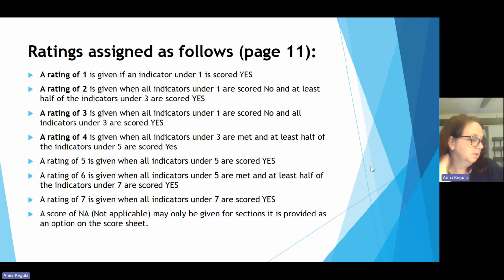So I'm still on diapering. If I go to a 3, some attempts are made to meet sanitary requirements. Children were cleaned well, diapering surface cleaned between uses, but not according to required procedure. Diapering and toilet schedules generally meet children's needs, etc. A rating of 2 is given when all of the indicators under 1 are no. So those are good, they did them all. And at least half the indicators under 3 are scored yes. There are only 4 under 3, so if they have half of those scored yes, we can't get a 3 because we need them all to be there. That's why we go up from 1.